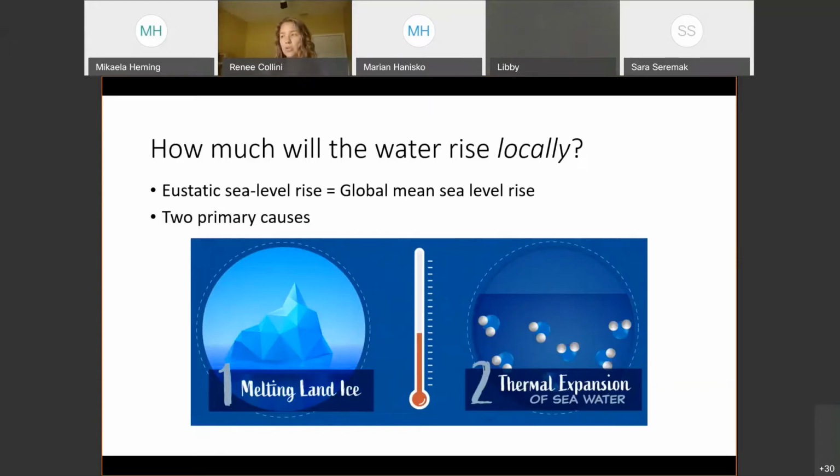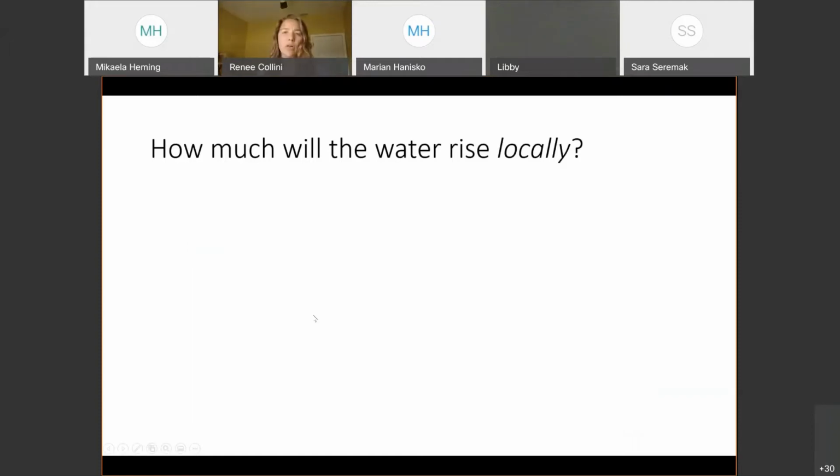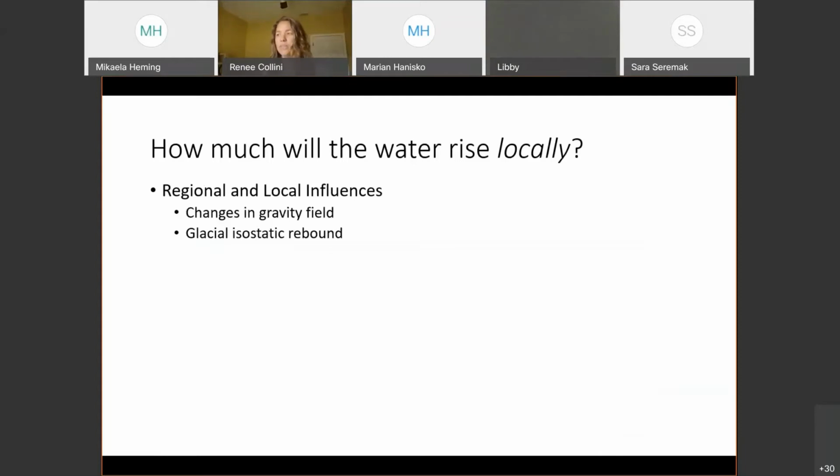So these two things right here, melting land ice and thermal expansion, contribute to this overall global mean sea level rise. But then there are other things regionally and locally that influence the actual water level or the land that make sea level rise look different in each location. And these are kind of wild. So one is changes in gravity field. And I'm going to get into each of these one by one. The glacial isostatic rebound, and then plate tectonics or sediment compaction. So let's get into these one by one.